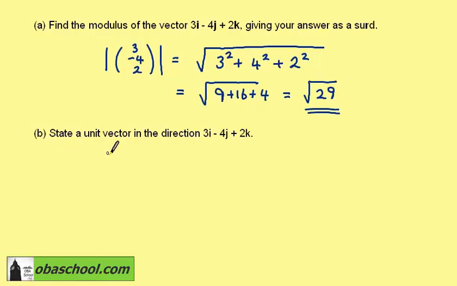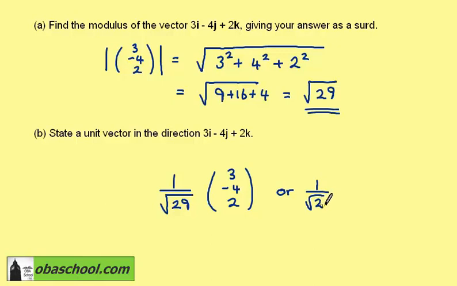We now want to state a unit vector in the direction 3i minus 4j plus 2k. In the same way as before, we do 1 over the modulus multiplied by the vector itself. This is, in column vector form, or in ijk form, 1 over root 29 times 3i minus 4j plus 2k. You need to be fluent with both forms.